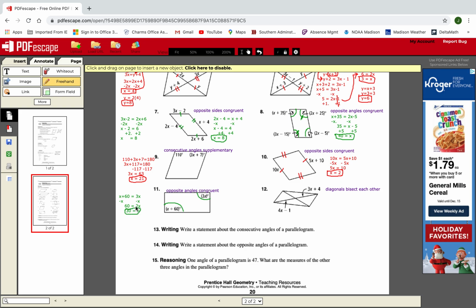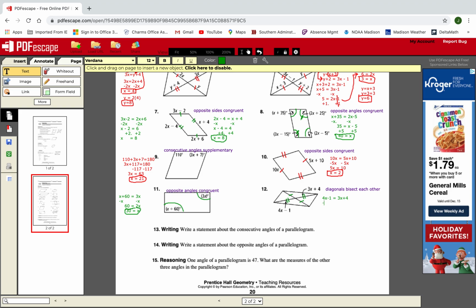Okay. And this last one here, the diagonals bisect each other. Since the diagonals bisect each other, that means that I know that these pieces are equal to each other. That piece would equal that piece, which would be helpful if we had anything on them. But what we do have something on is the two pieces of this diagonal. It too is bisected, so those pieces equal each other, which means that 4x minus 1 equals 3x plus 4.